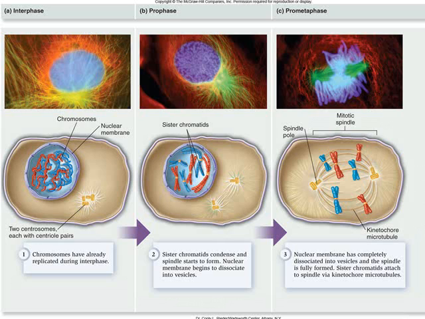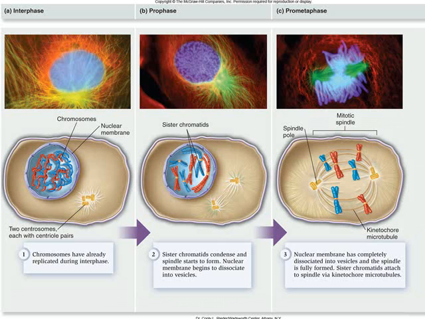Our chromosomes, we can see that they're still squiggly. That represents that they're not fully condensed down yet. And the chromosomes have been replicated, so every chromosome has the 2 sister chromatids. In addition, our centrosomes have replicated, so we now have 2 centrosomes.